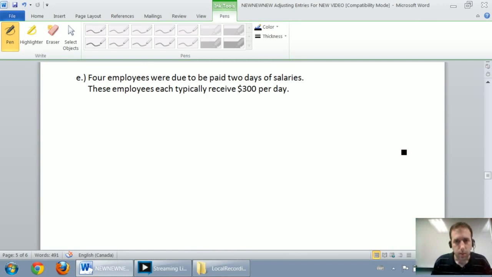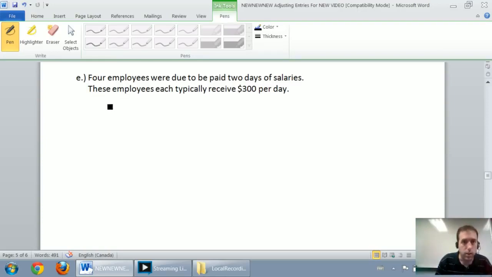4 employees were due to be paid for 2 days of salaries. These employees each typically receive $300 per day. Okay, so whenever we have this situation where we haven't paid a bill, there's some sort of expense that's building up, salaries are an expense, and we haven't paid it, this is an accrued liability. So I think I said it wrong. I think it's an accrued expense. I don't know why I had a bit of a brain fart there. Anyway, it's an expense that's been building up over time that we haven't paid. It's an accrued expense.